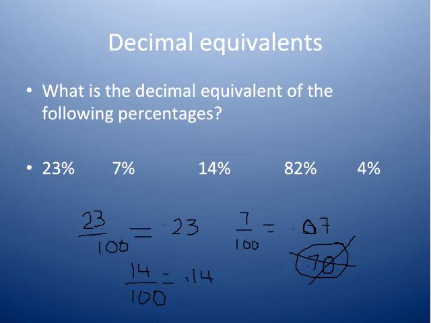All right. Next one is 82%. So it's 82 out of 100. 2 decimal places, it's going to be, Shama, any idea? Decimal 0.82. Good. Decimal 0.82.